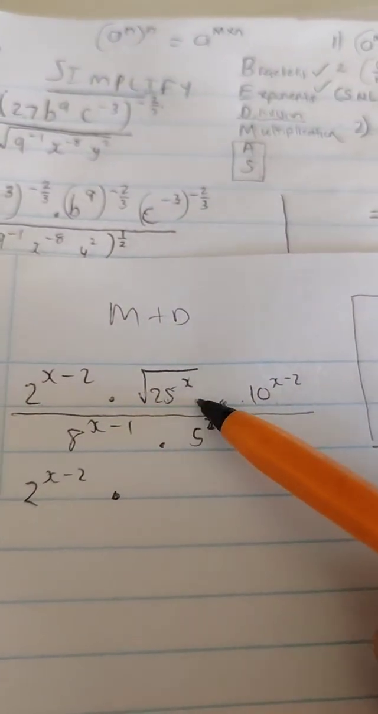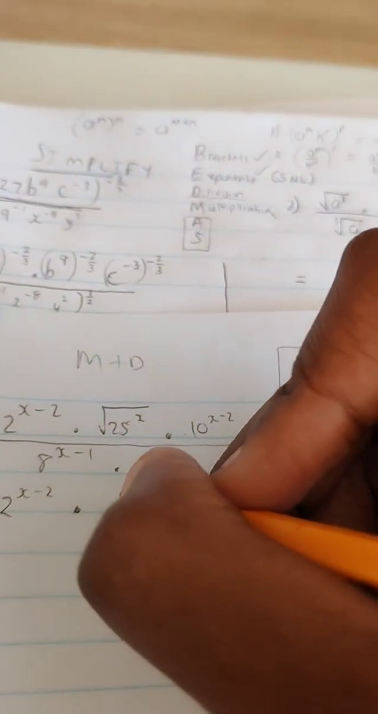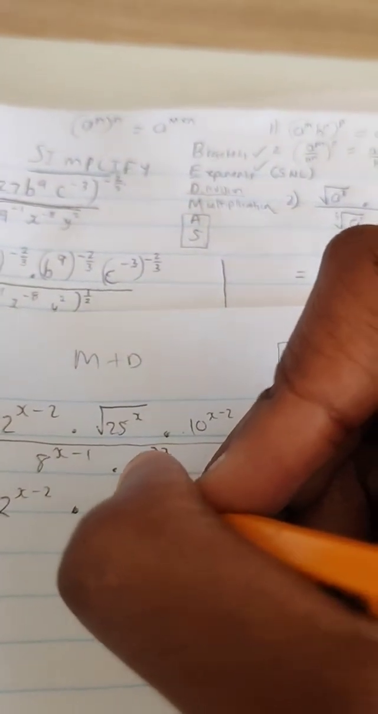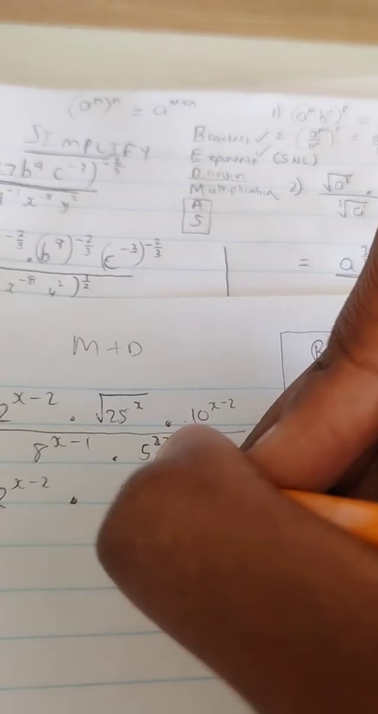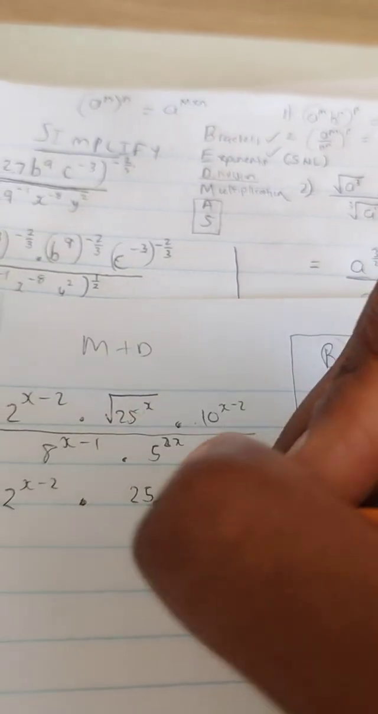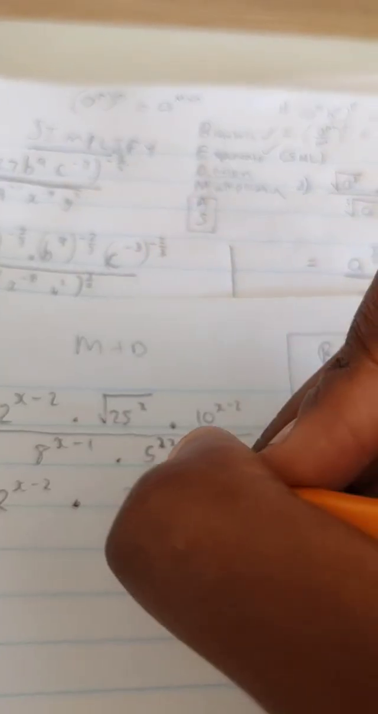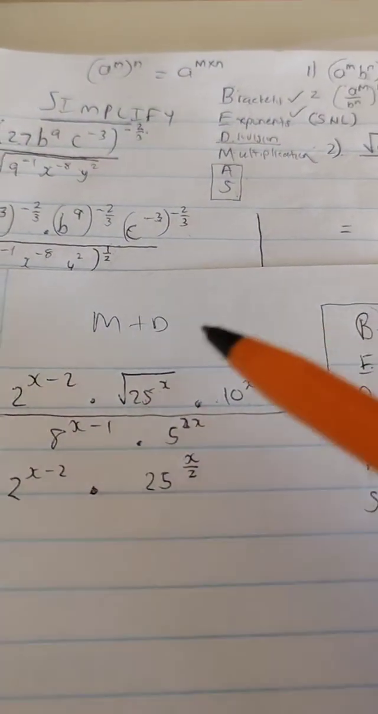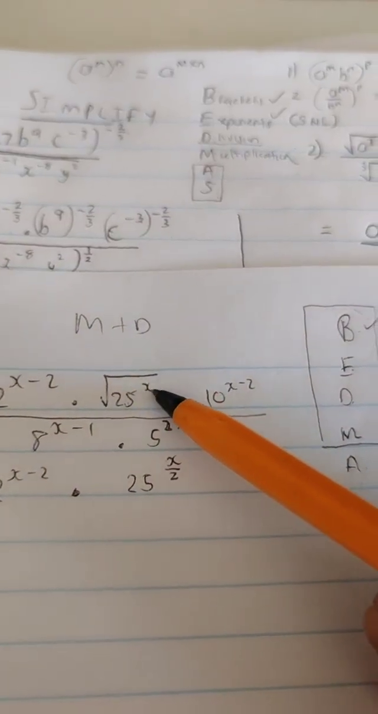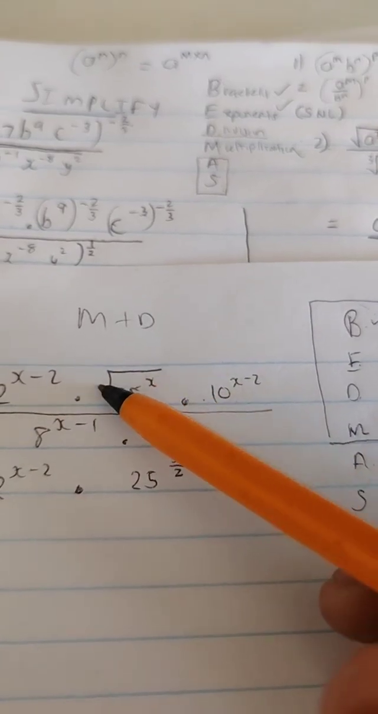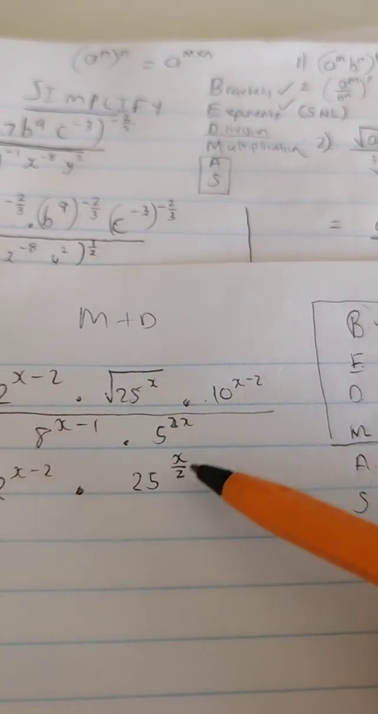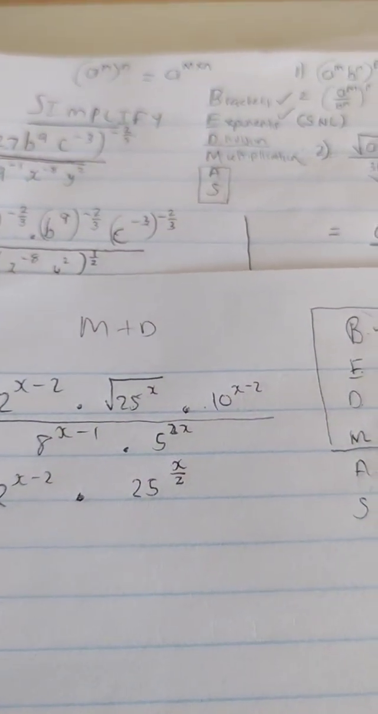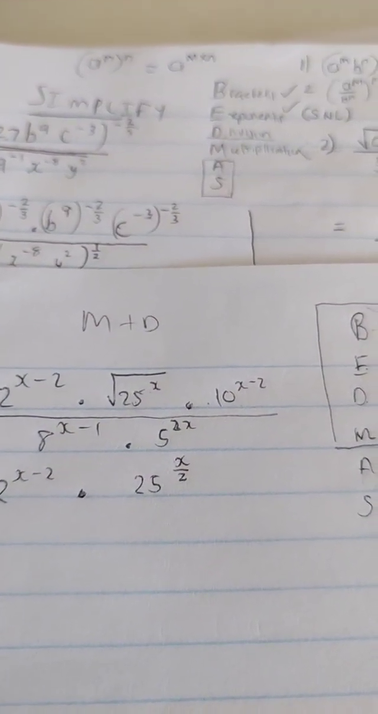25 to the power x is going to be 25. Convert this to exponent x over 2. This numerator, square root, denominator, the 2. Are we together?